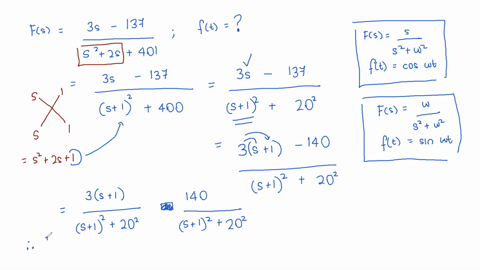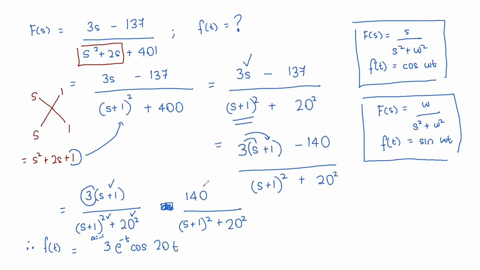Now f(t) here, clearly because this is 3, it will be 3. This is in the familiar form, s over s square plus omega square. So this is cos, the omega is 20, so cos 20t. And this is the first shifting theorem multiplied with exponential, and here a is actually negative 1, so e to the minus t. So this is for the first component.